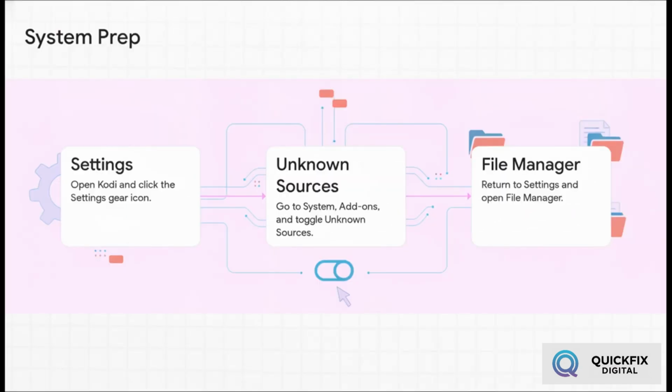Phase 1 is all about system prep, basically getting Kodi ready to accept third-party software. First, you'll open Kodi and click on that little Settings gear icon. Next, head over to System, select Add-ons, and toggle Unknown Sources to the On position. This is the exact setting that authorizes your system to accept outside installations. Once you've done that, just jump back to Settings and open your file manager. Boom, your environment is prepped.